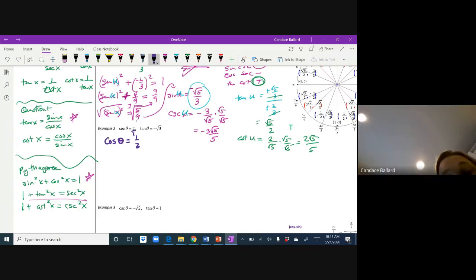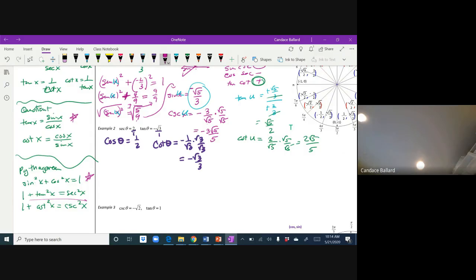Woohoo! And then I also get to flip the reciprocal on tangent. I know there's a 1 in the bottom. So I get the cotangent of theta equals negative 1 over square root of 3. And I flip and I rationalize it. So negative square root of 3 over 3. So I just got 2 for the price of 1, kind of. So I only have to find sine and cosecant, which means I really just need to find sine.